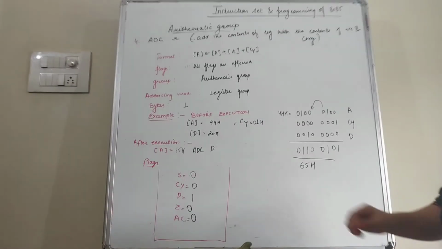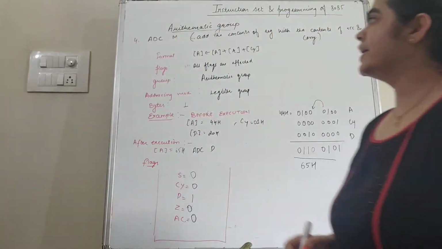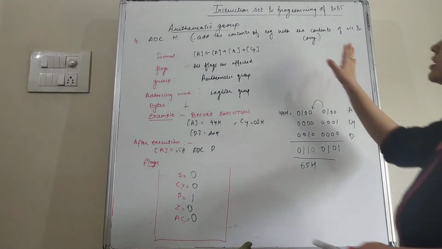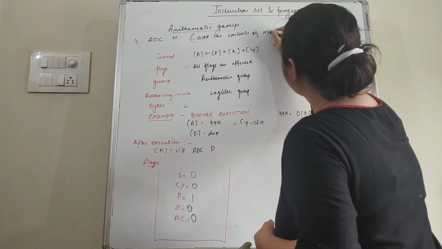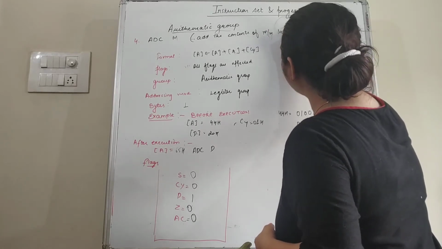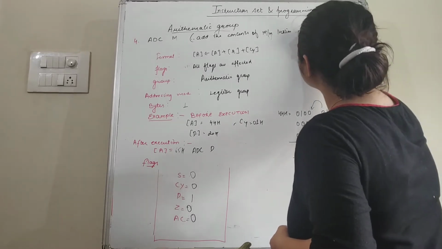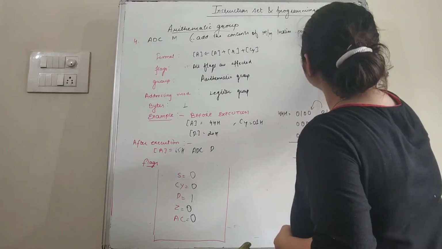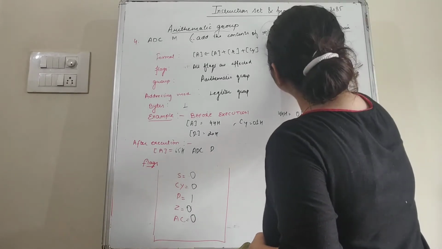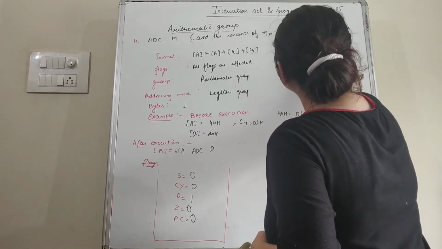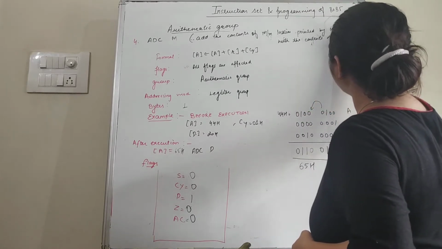Now after this, next instruction we have is ADC M. So ADC M means add the contents of the memory location pointed by HL pair with the contents of accumulator and carry.